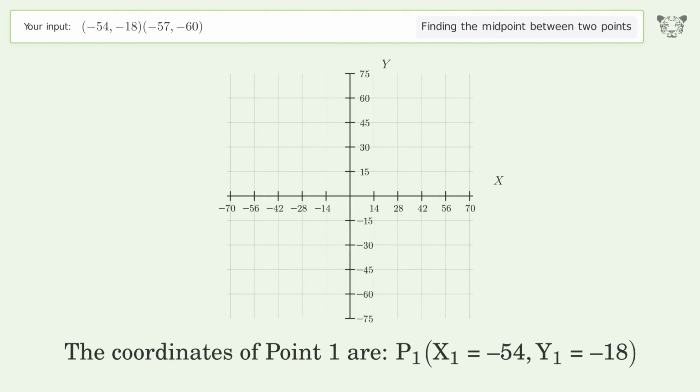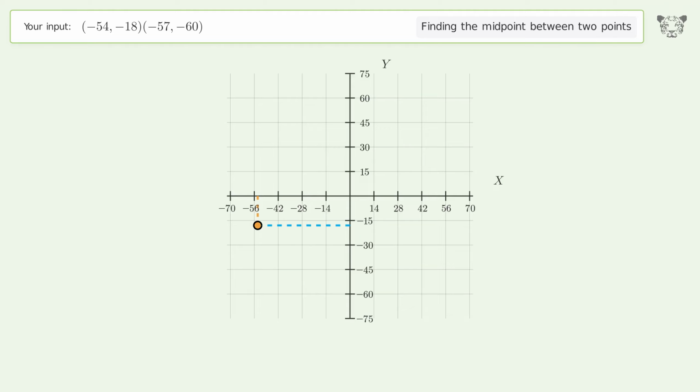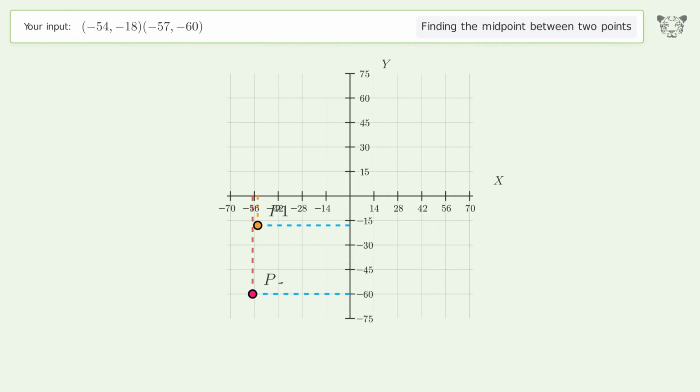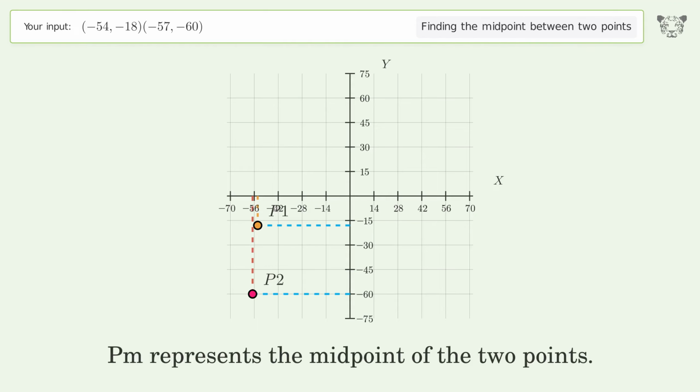The coordinates of point 1 are x1 equals negative 54, y1 equals negative 18. The coordinates of point 2 are x2 equals negative 57, y2 equals negative 60. PM represents the midpoint of the 2 points.